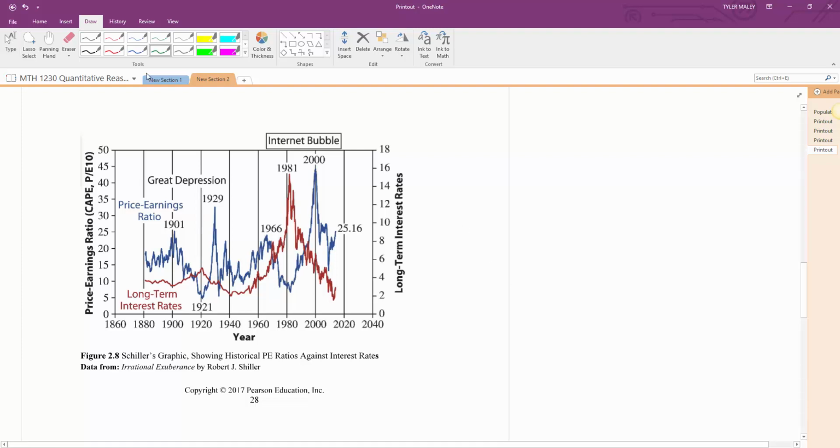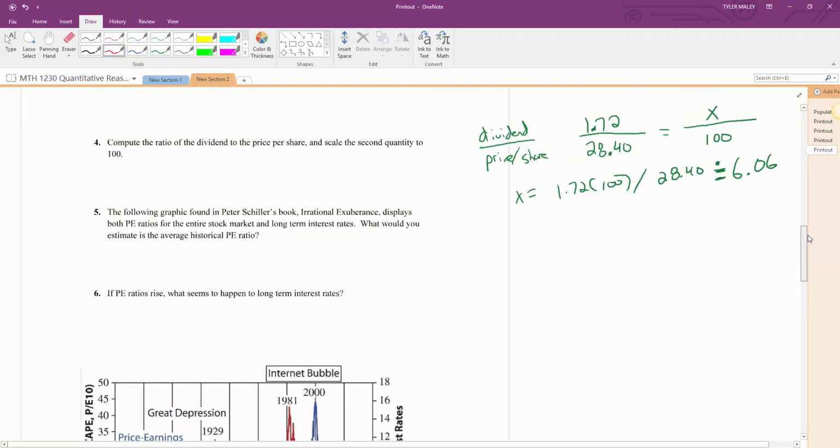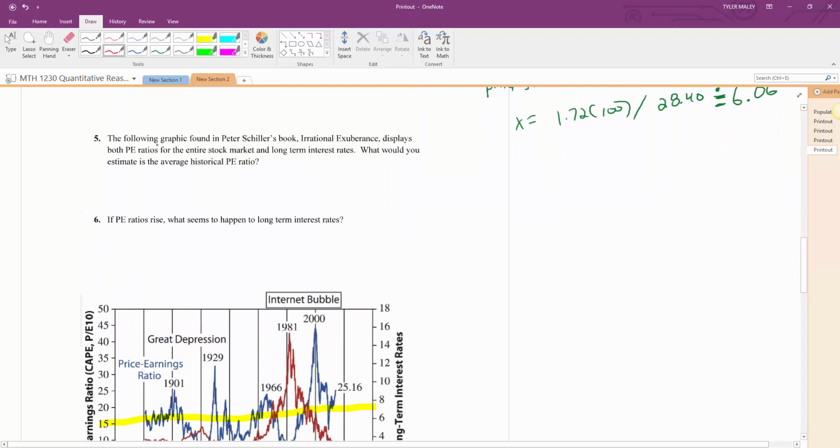So we're trying to estimate what would be the average, or the typical PE ratio. So I personally would estimate this, I'll use the yellow highlighter, I would estimate the typical average value to fall somewhere in here, which would be what about 15 is what I would estimate. So for number 5, I would say about 15.